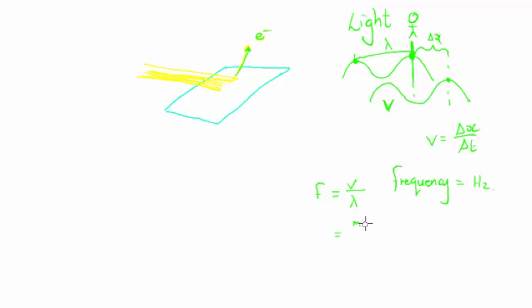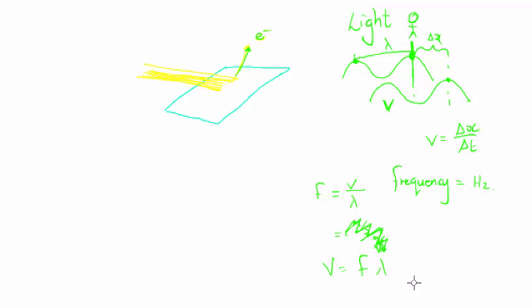This is meters per second, and this is just in meters. Let me just make sure. No, I'm right. Or I could just say velocity is frequency times the wavelength. I'm just multiplying both sides by the wavelength. Nevertheless, that's just the relationship in waves.